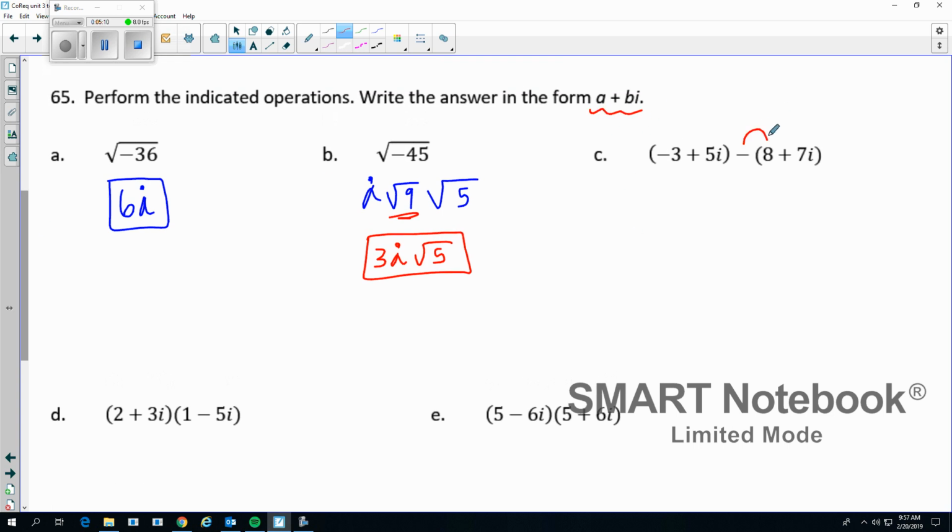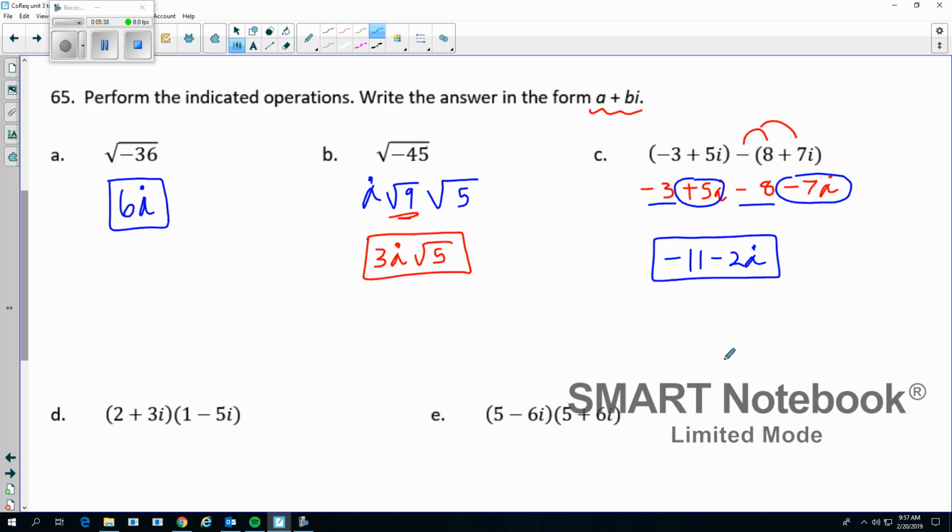So first things first, I'm going to go ahead and distribute that negative. So let's see, I get negative 3 plus 5i minus 8 minus 7i. And so now it's just time to combine like terms. So put the real part first. The real numbers are the minus 3 minus 8, which is minus 11. Then the imaginary part of it is the plus 5i, the minus 7i. So it's going to be minus 2i. There you go.